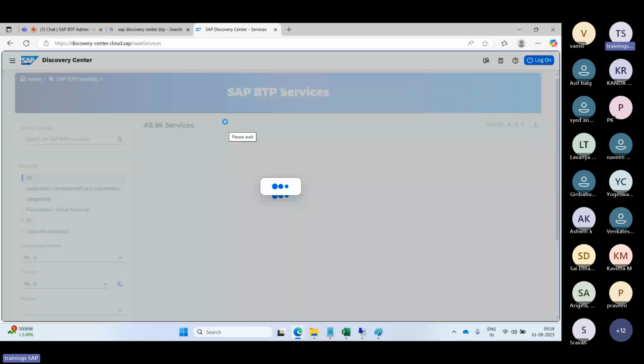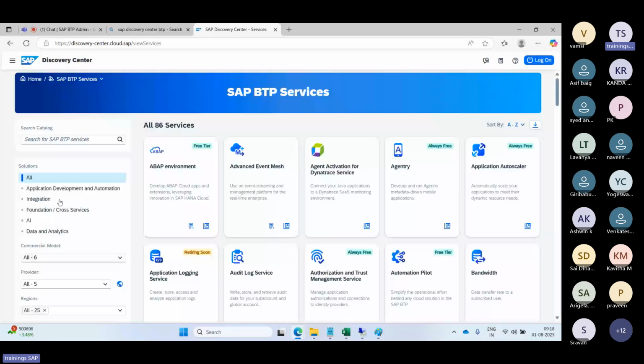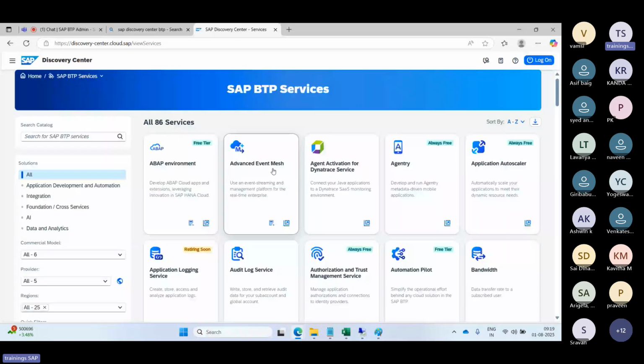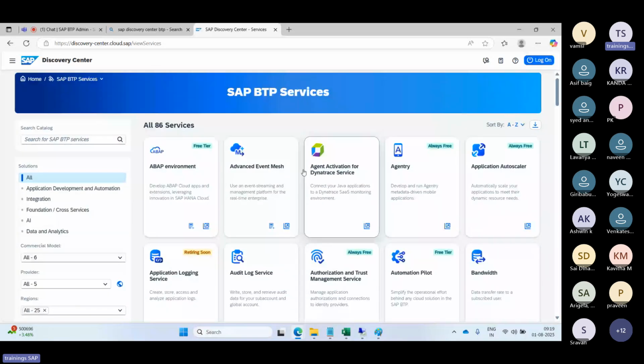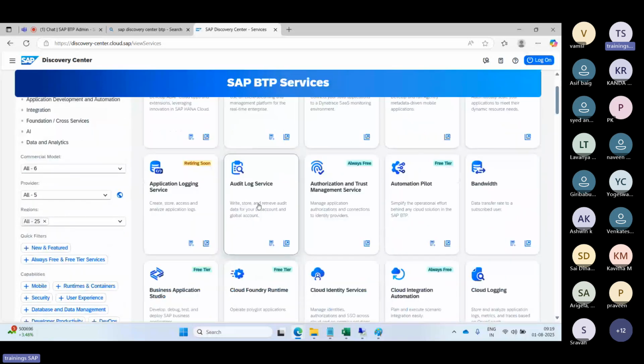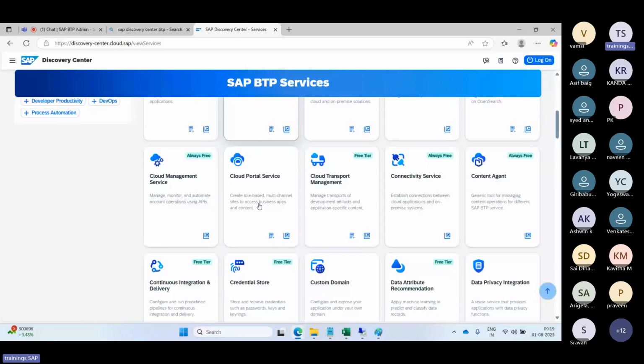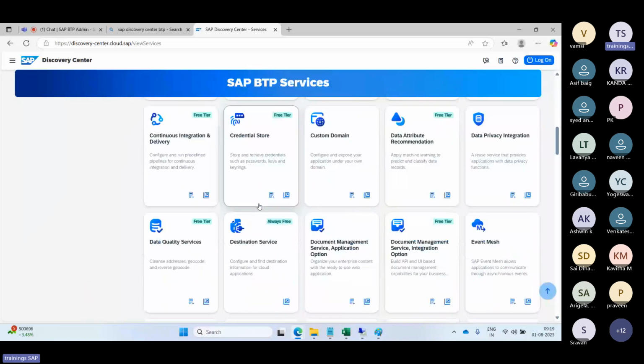You can see development related, integration related, AI related, and all the data analytics related services. Everything is available on the one platform called the BTP services here. A total of 86 services are provided to the customers. It's not that you have to use all 86 services. Whatever you require for the business, you can use the related services here.